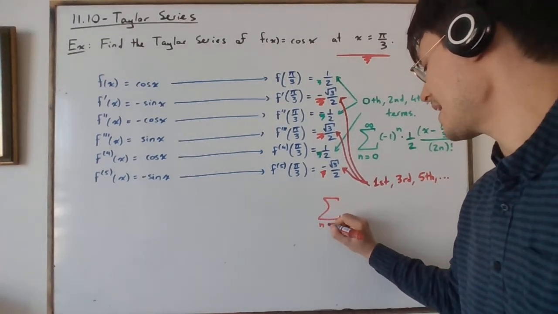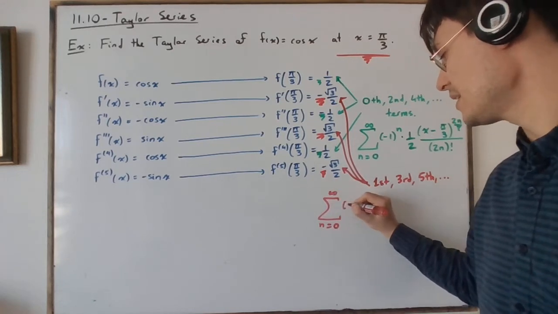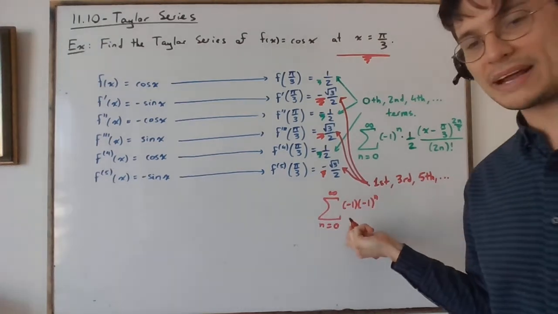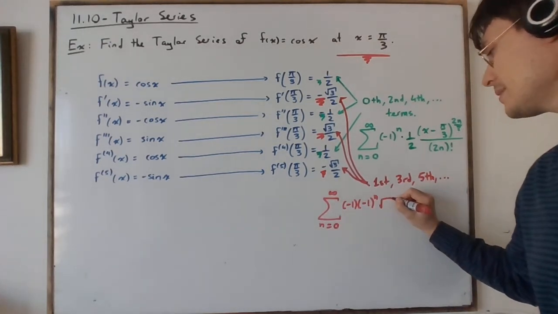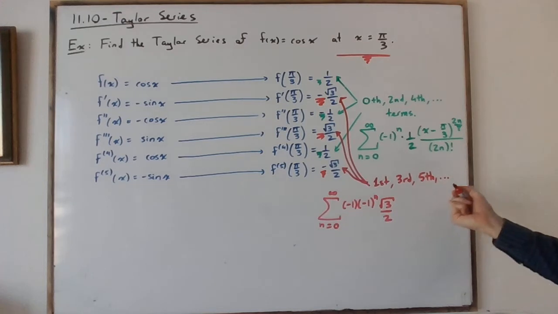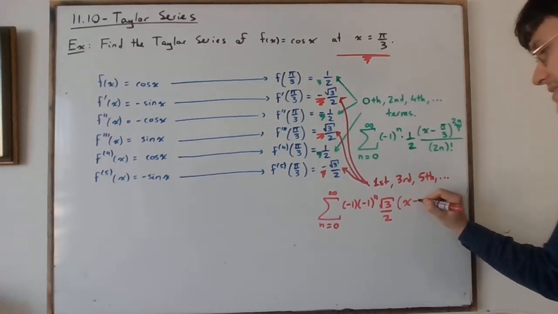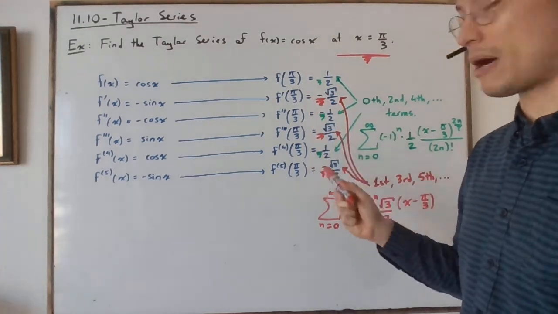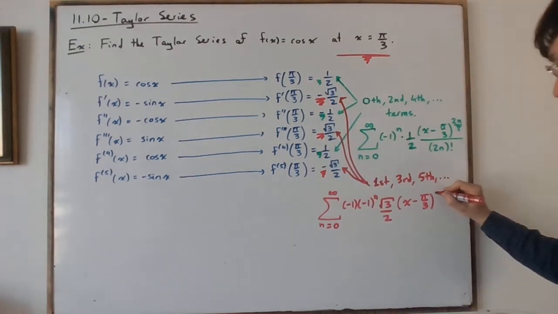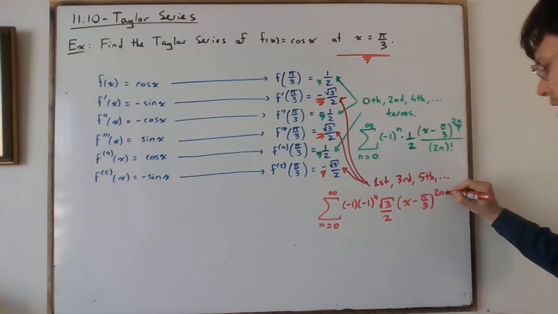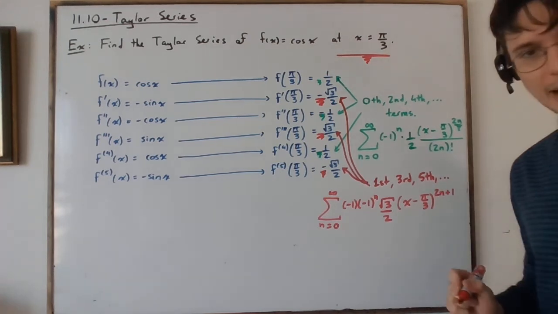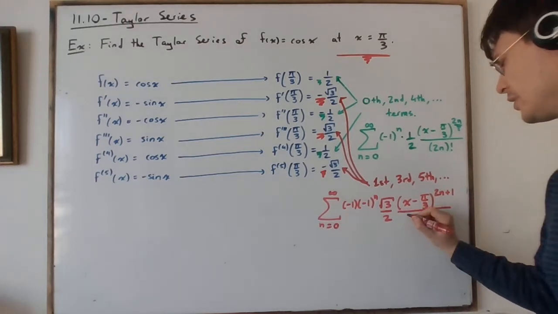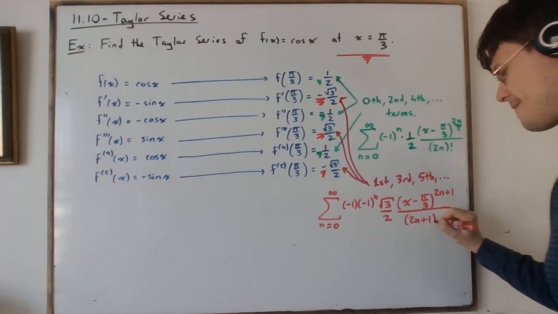So here we go. We have n is equal to 0 to infinity. Now we said negative 1 times negative 1 to the n. You'll see why I write it like this. Multiplied by root 3 over 2. Then what do we have? We have x minus pi over 3. Now we're counting only the odd numbers, which means we're going to have to the power of 2n plus 1. Okay? And that is divided by 2n plus 1 factorial.